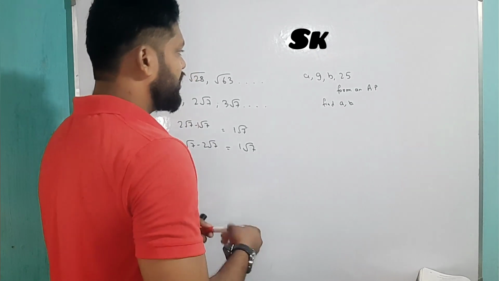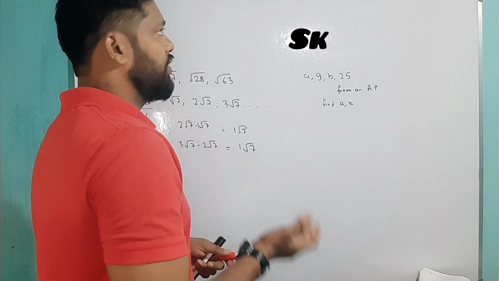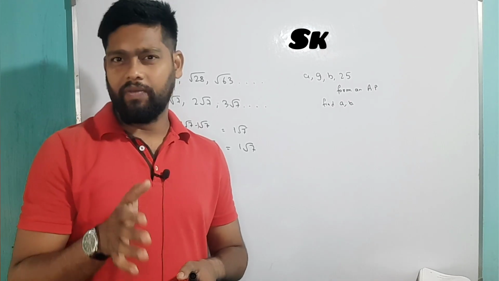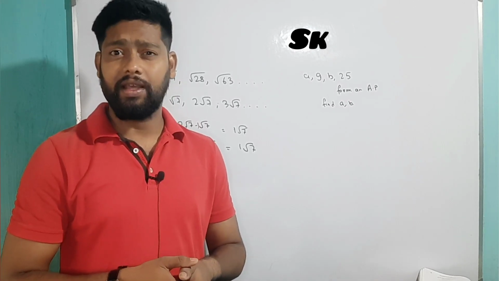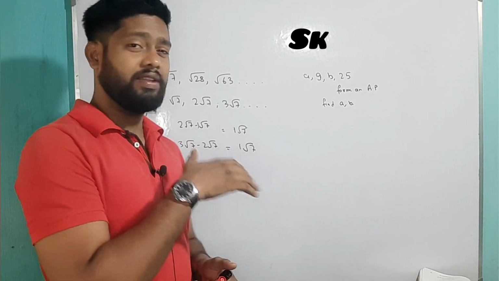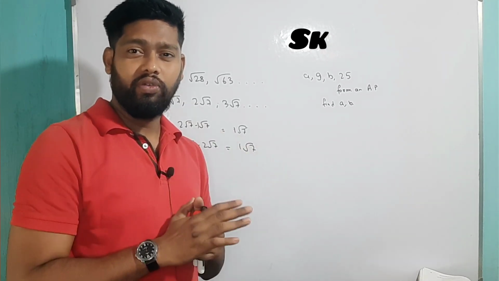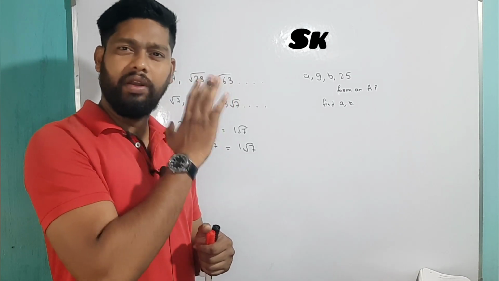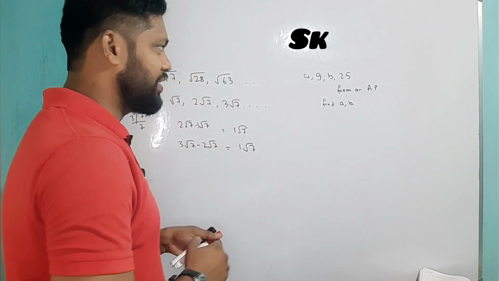So what is the condition if it is in AP? If, for example, it is not given to be in AP, we find the common difference, and if the common difference is the same, we can say they are in AP. Now they are saying it is already in AP, so we know the common difference will be the same. Clear? We will use that condition and find the answer.